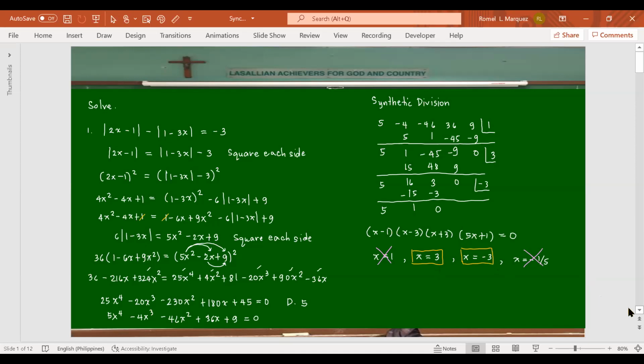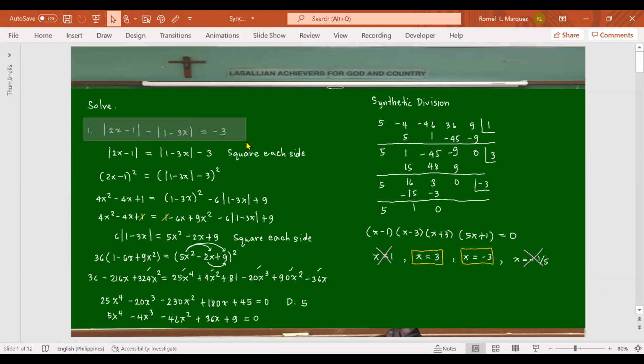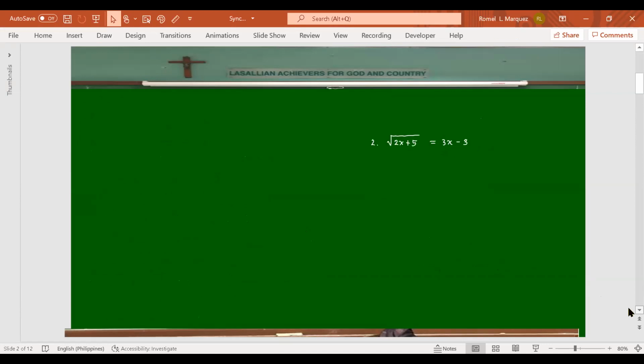There is another way of solving this, an easier way. Actually, this is the advised one rather than doing the squaring, isolating the absolute value and then squaring. So this is how I will teach you the shortcut.